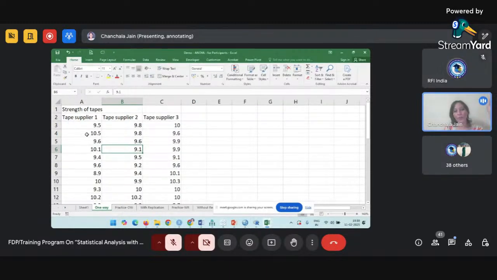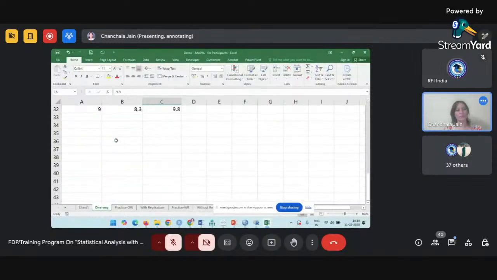And if I want to compare the mean strength of the tapes in all the three groups together, means if I want to find only the tape strength difference in the two groups, supplier 1 and supplier 2, it is like we will not go for ANOVA, we will go for only the t-test. But if I want to compare all the groups together, more than two groups together, in that case, we'll go for the ANOVA, right? So firstly, I'll write my hypothesis here.